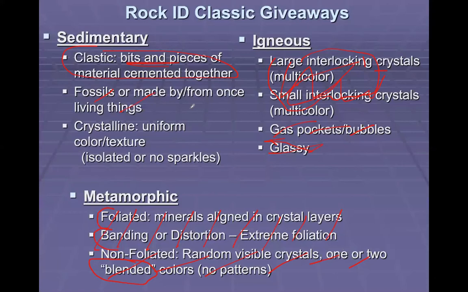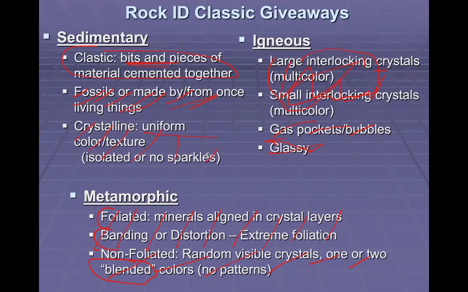This one did not have fossils at all, although you can find buried bones and imprints within sands. I almost gave it away. This particular one didn't have them, but we do have those bits and pieces. Crystalline, we talked about with limestone. You have a uniform color texture with isolated or no sparkles. This one is a little different than uniform. There's actually grains and grit to it. And so it eliminates that crystalline.